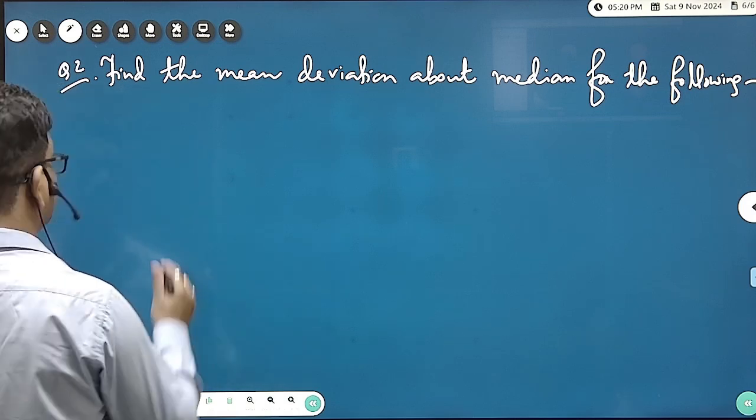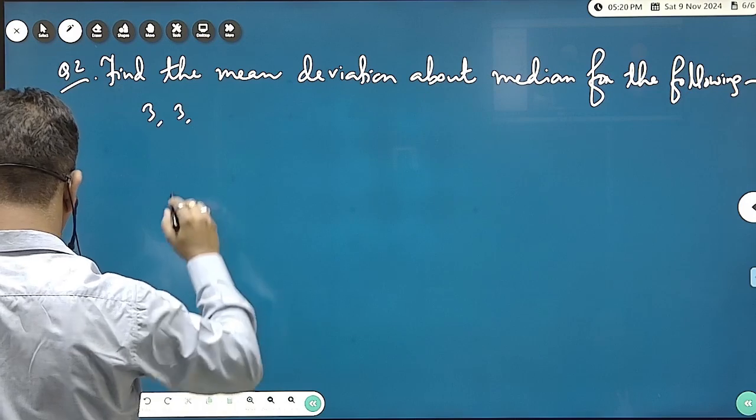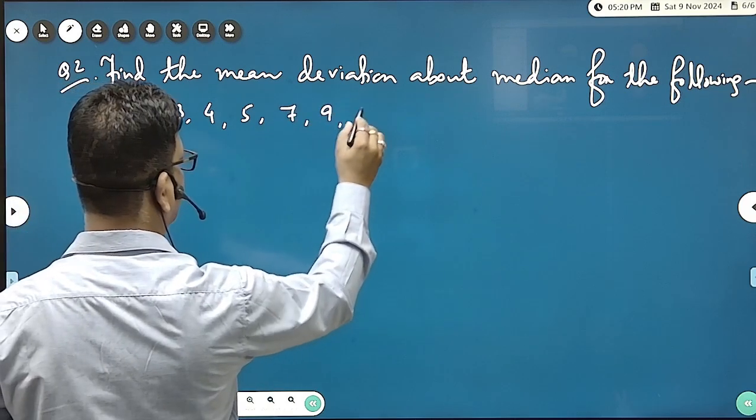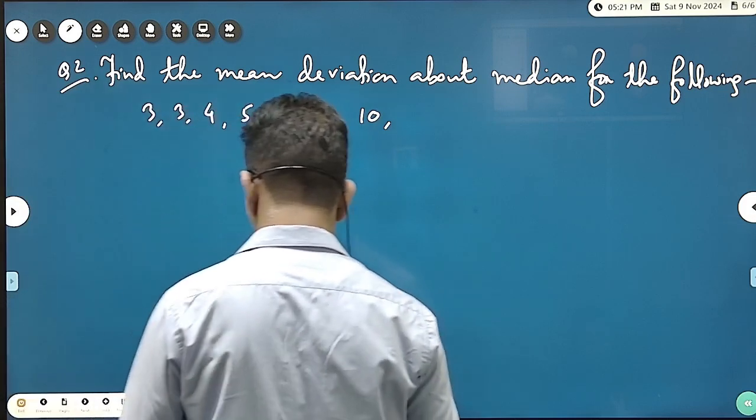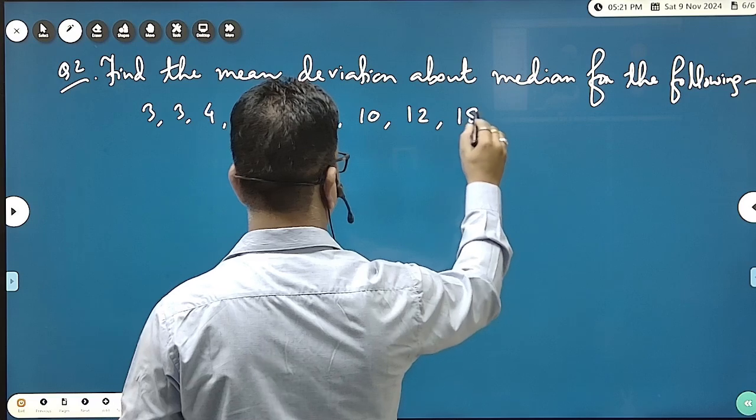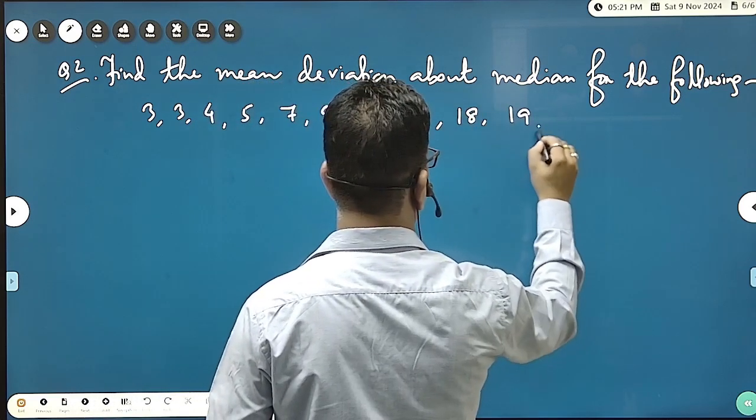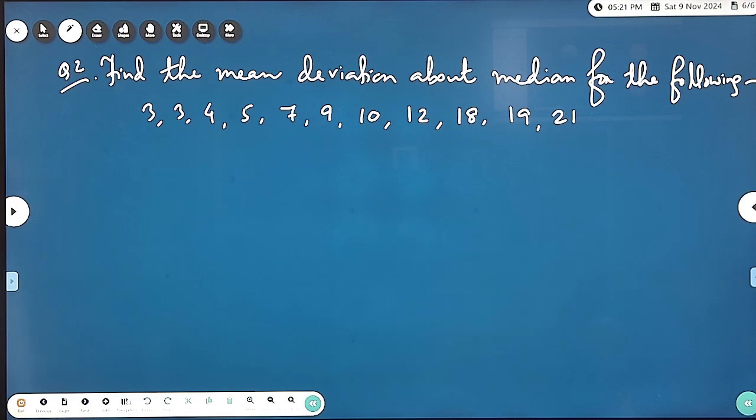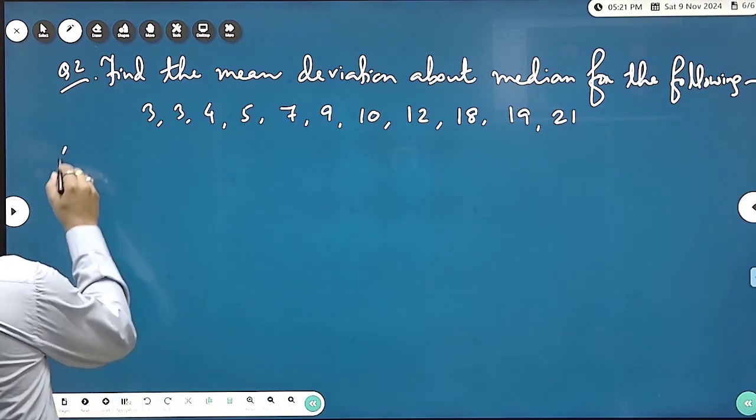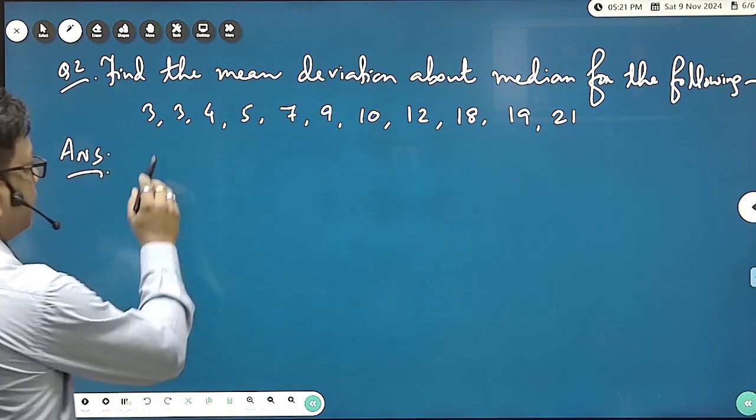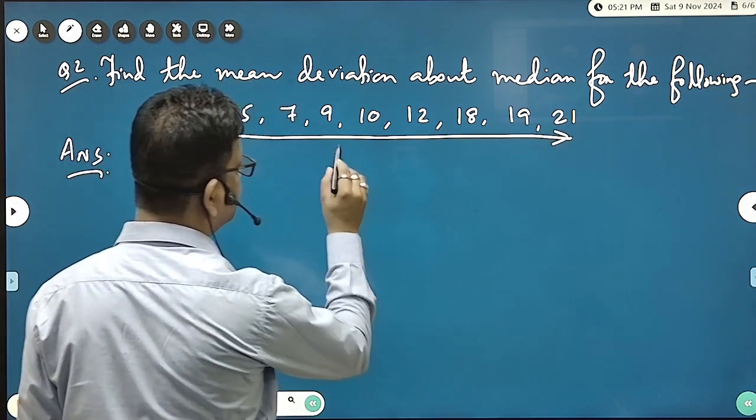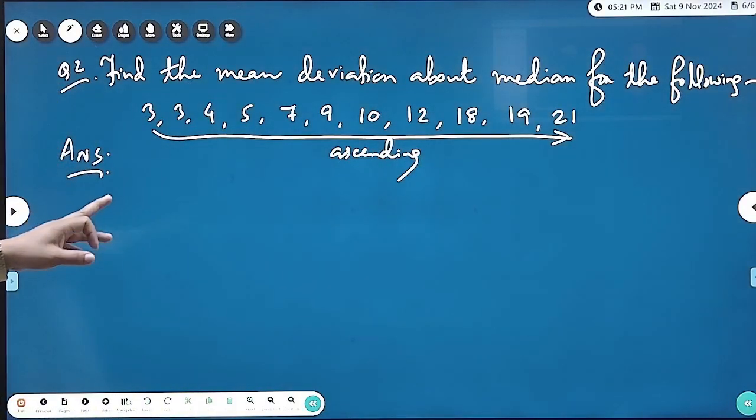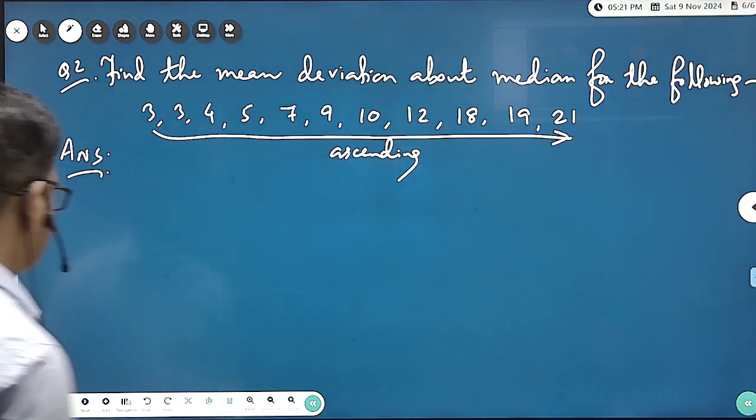Okay, let's write the data. Suppose 3, 3, 4, 5, 7, 19, then 12, 18, then 19 and 21. So the question is, we need to find the mean deviation about median, right? As you have already learned median, the data must be arranged in, do you remember, what order? Ascending or descending? Is it already in ascending order? Yes, so that part we can skip.